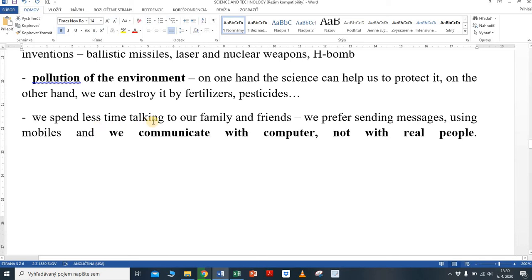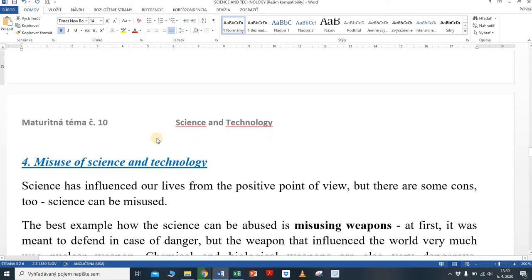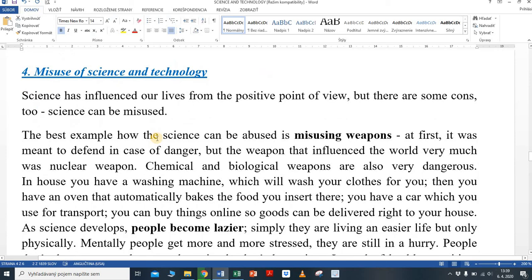We spend less time talking to our family and friends personally. Therefore, it is worth mentioning that we communicate via computer with real people. The communication has been shifted to the internet space.